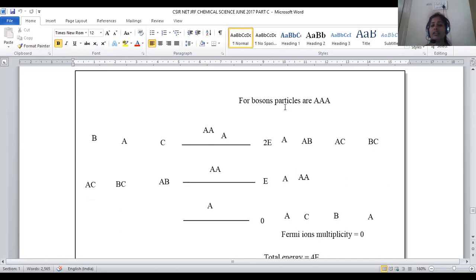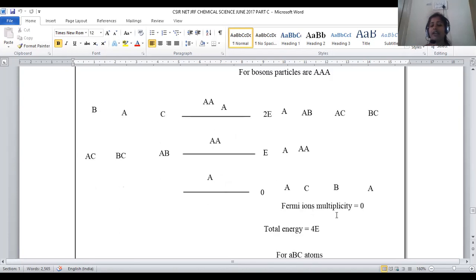Now let us assume boson. Bosons are denoted with AAA, right? In the case of bosons, they are going to occupy only 2 levels. If 2 atoms are occupying the E level, another will go to the 2E level. If 2 are occupying the 2E level, another atom's energy will become 0. Only these 2 possibilities are provided for boson.